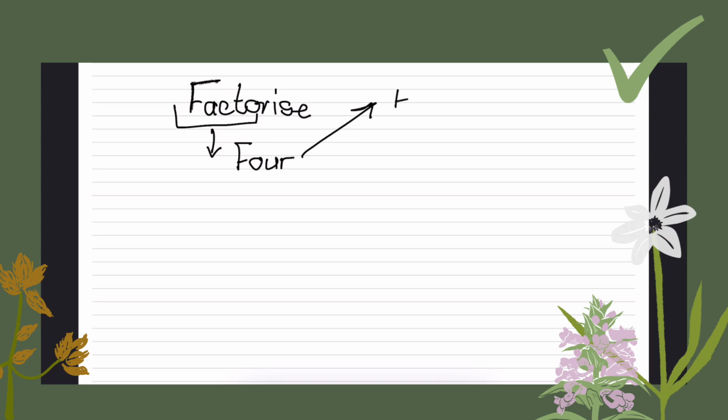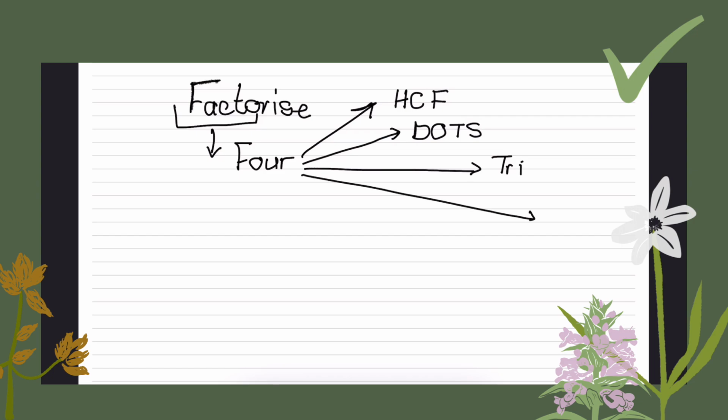We can take out a highest common factor. We could do difference of 2 squares. We could do trinomials. And we could also do grouping.